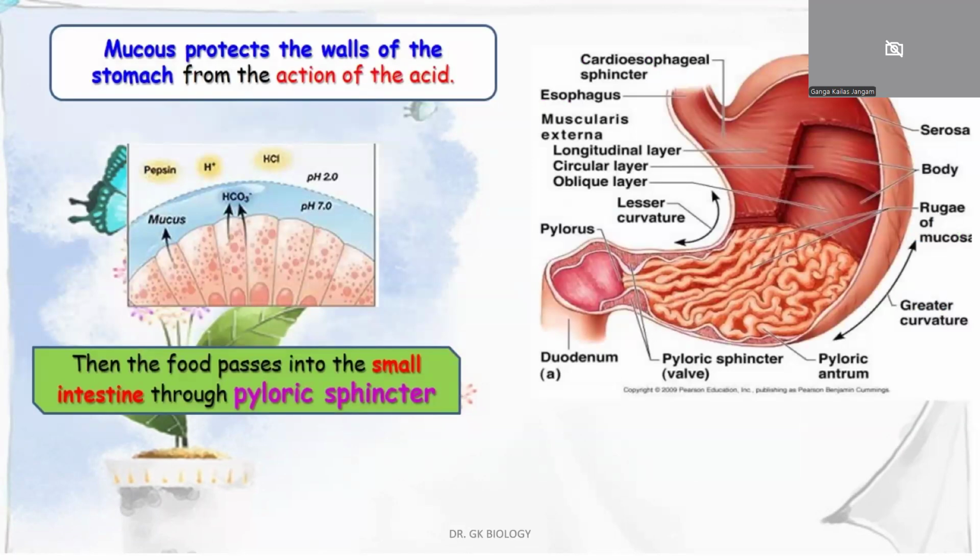We also studied that mucus protects the walls of the stomach from the action of acids. Then the food passes into the small intestine through the pyloric sphincter muscle. This is very, very important. The pyloric sphincter muscle helps to control the movement of the food from the stomach to the small intestine.